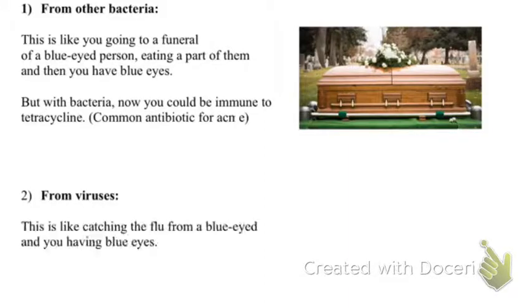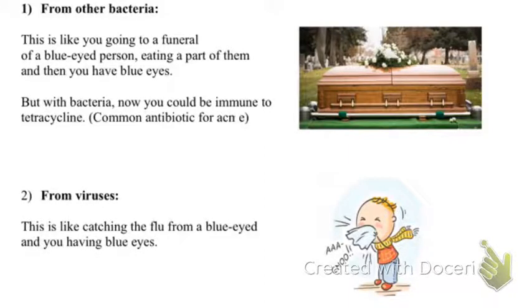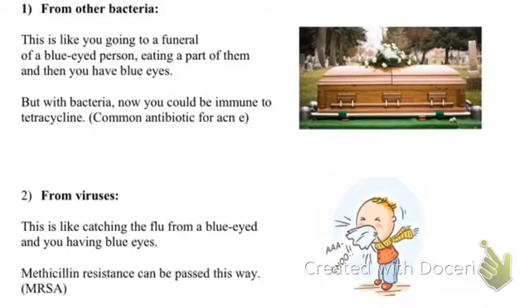They can get it from viruses. This is like you catching the flu from a blue-eyed person and all of a sudden you have blue eyes. Doesn't happen in humans, happens really easily in bacteria. Methicillin resistance is passed this way. Methicillin is the antibiotic that is used to treat staph infections. MRSA is a particularly scary form of staph. It's methicillin-resistant Staphylococcus aureus. So, it's a resistant bacteria to methicillin.